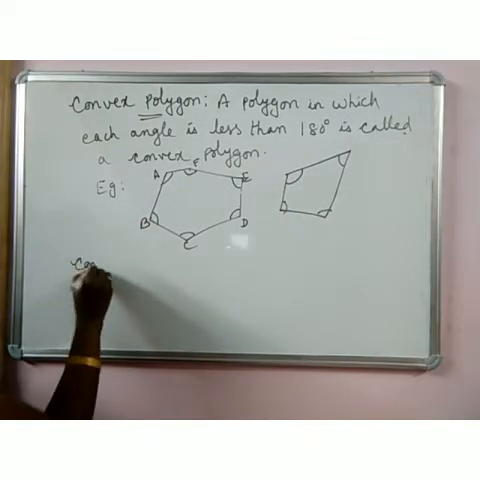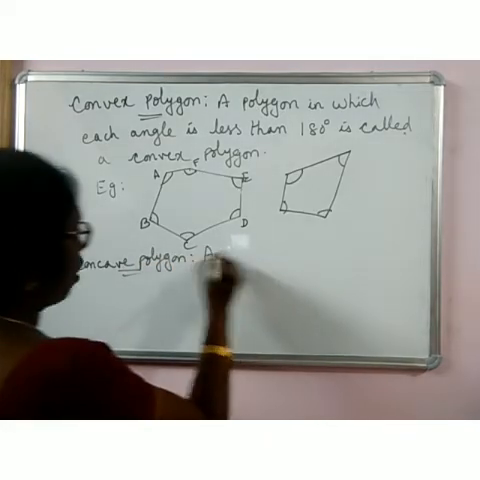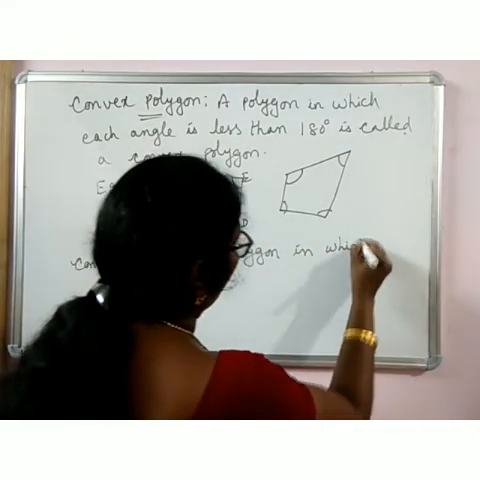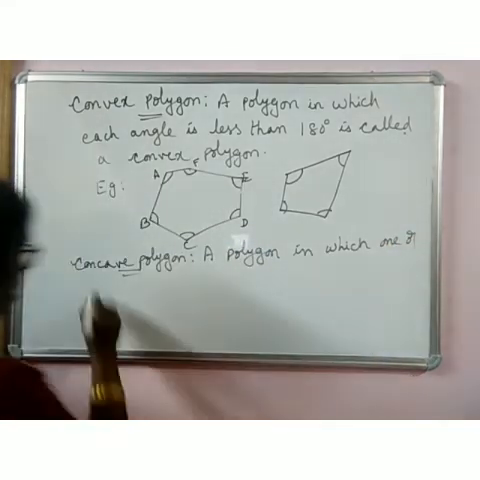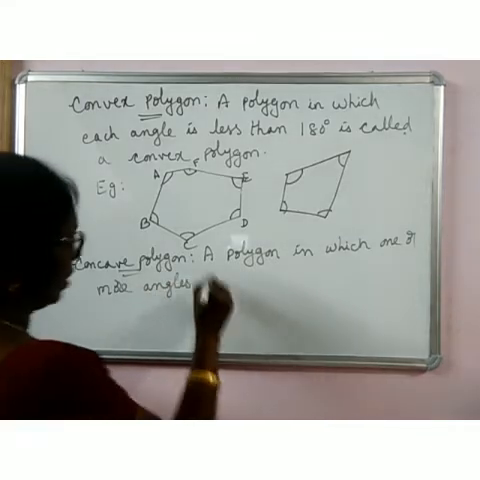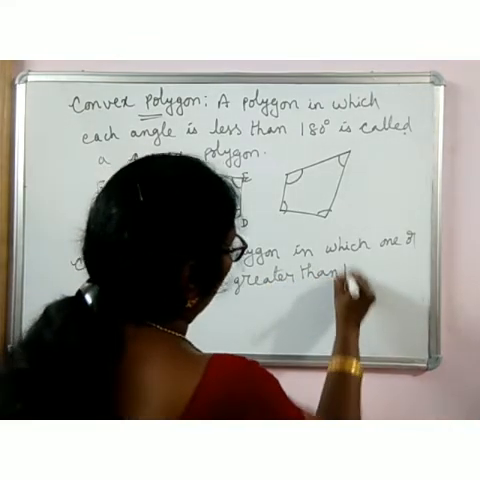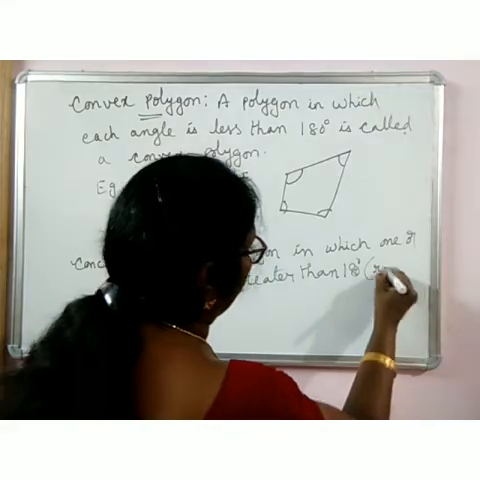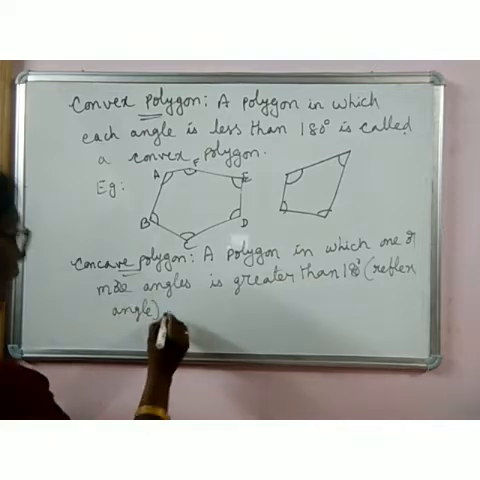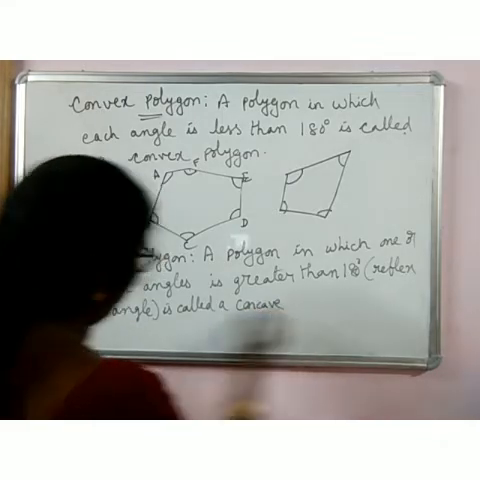What is a concave polygon? A concave polygon means a polygon in which one or more angles is greater than 180 degrees. You know that an angle greater than 180 degrees is a reflex angle. It is called a concave polygon.